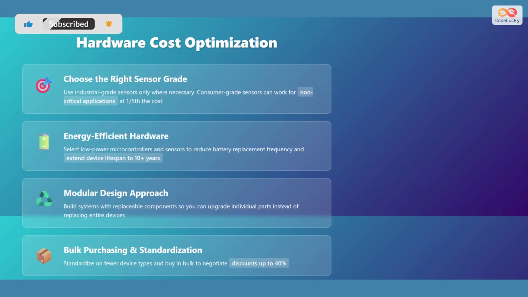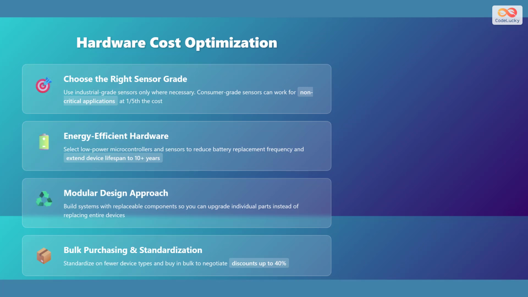Smart hardware decisions at the beginning can save enormous costs over the system lifetime. First, choose the right sensor grade for each application. Industrial-grade sensors are expensive and should only be used where necessary. Consumer-grade sensors work perfectly well for non-critical applications at 1/5 the cost. Energy-efficient hardware selection is critical. Low-power microcontrollers and sensors reduce battery replacement frequency and can extend device lifespan to 10 years or more.